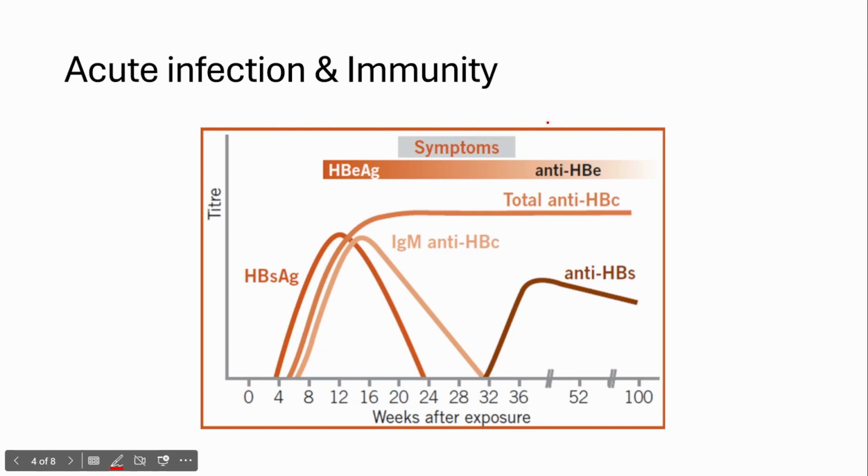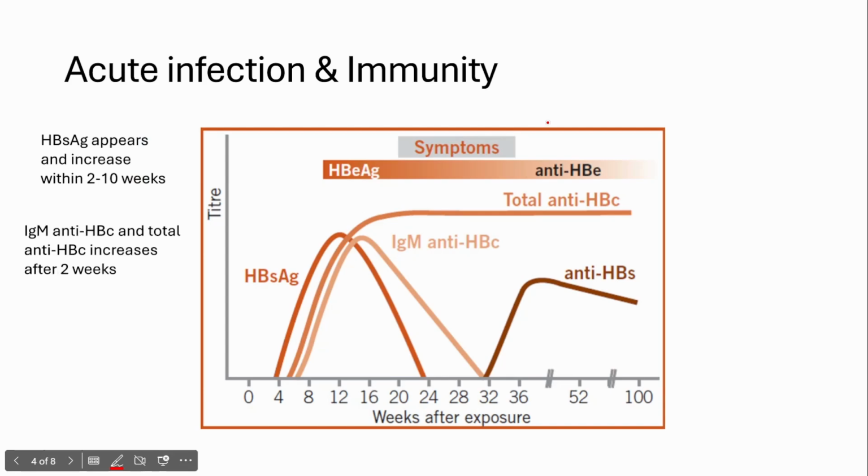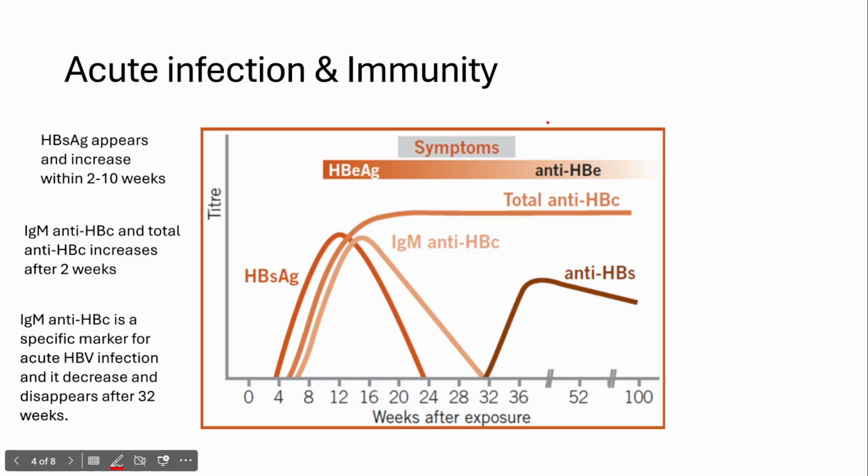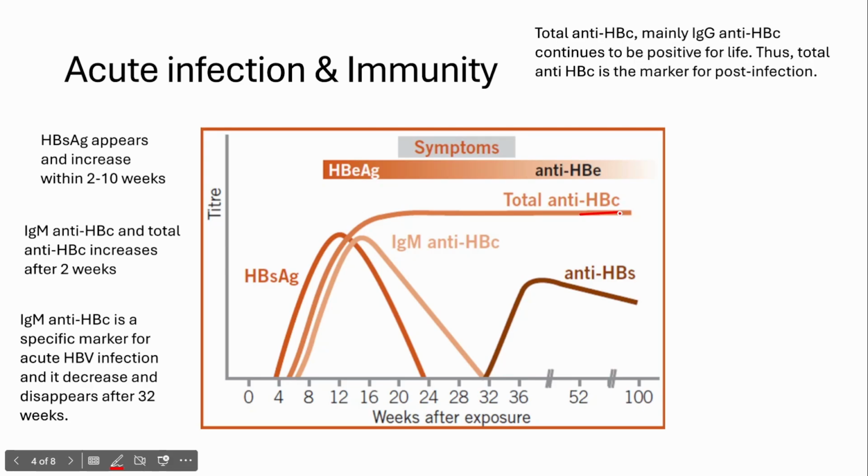In the start, when a person first contracts hepatitis B virus and the virus starts replicating, the first marker that appears is the hepatitis B surface antigen. Then IgM and IgG antibodies start increasing. When IgM is present in the blood, it means that the person has an acute infection, and IgM levels drop and become zero after 32 weeks. Whereas the total or IgG antibodies, once they are produced in the person, they persist forever. So they can be used as a marker for post infection.